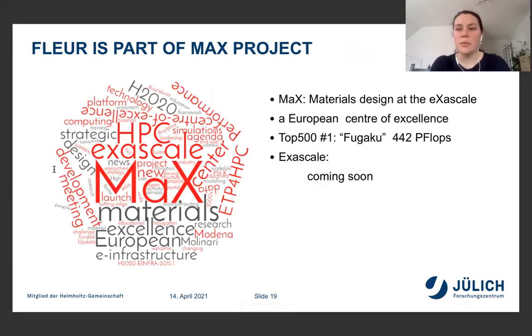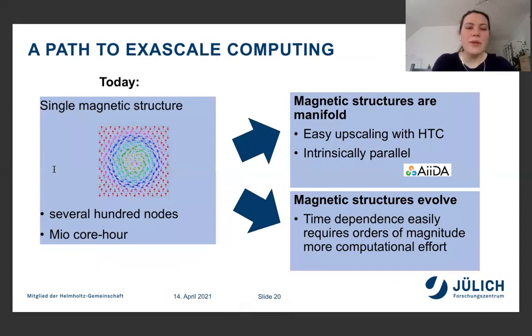Our optimization and parallelization activity are part of our work inside the MAX project. MAX is a European Center of Excellence, and MAX stands for Materials Design at the Exascale. At the moment, the top 1 computer in the world is called Fugaku, and it has over 400 petaflops. So it's pretty close to the exascale, and we are preparing our code for exascale machines. And when they come, it will be very exciting because it opens, again, further possibilities. I was talking about a single magnetic structure which already can use up to 1 million core hours, but with an exascale machine, it will be possible to relax such a system, to understand how it evolves in time.